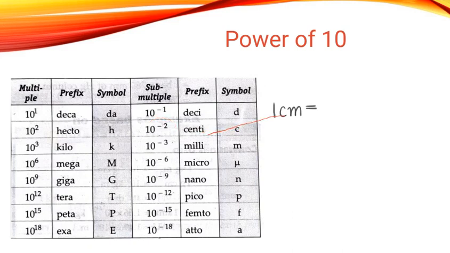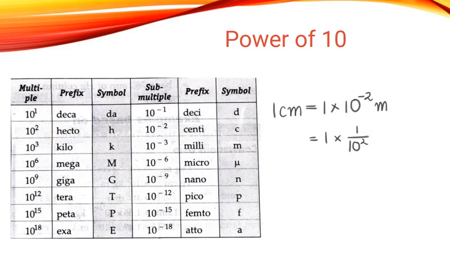Look at this power of 10 chart. C means centi, and centi means how much multiple of 10? 10 to the power minus 2. So you can write 1 centimeter as 1 times 10 to the power minus 2. And what does this 10 to the power minus 2 mean? It means you have to divide by 10 to the power 2. Whenever you see this negative sign, it means you have to divide by 10 to the power 2.